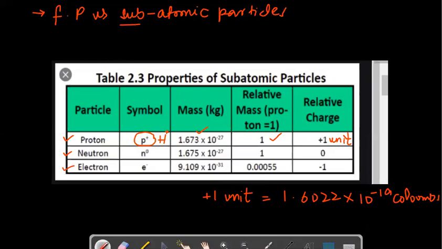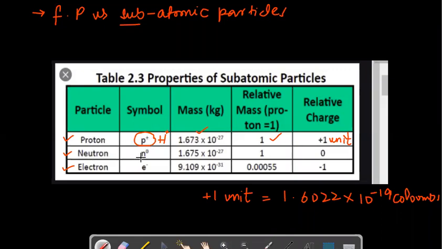Okay, so the relative charge on the proton would be plus 1 unit, and 1 unit is equal to 1.6022 × 10^-19. Moving towards the next thing, that is the neutron.